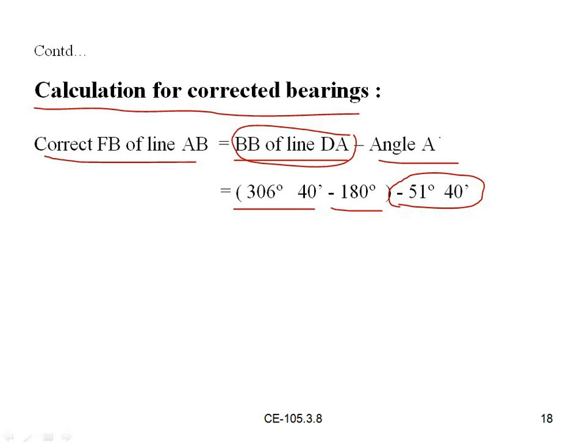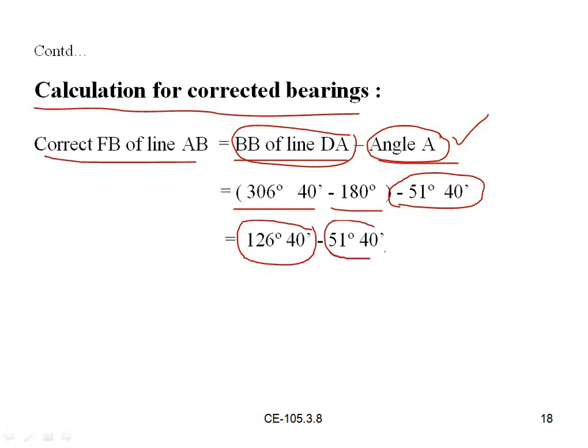So this is the angle A reading, where we got the corrected forebearing of line AB in that interior angle. Then if we do 306 degrees 40 minutes minus 180 degrees, we will get 126 degrees 40 minutes, minus 51 degrees 40 minutes, then we will get 75 degrees 0 minutes. So this is the first one, the corrected forebearing of line AB.